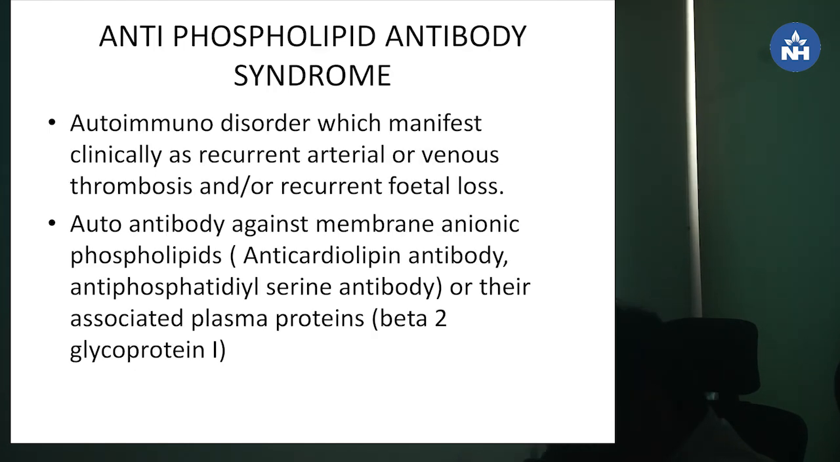Now another important and emergency situation is antiphospholipid antibody syndrome. It is an autoimmune disorder which manifests clinically as recurrent arterial or venous thrombosis and/or fetal loss. Autoantibody against membrane anionic phospholipid, that is anti-cardiolipin antibody, anti-phosphatidylserine antibody, or their associated plasma protein beta 2 glycoprotein 1.